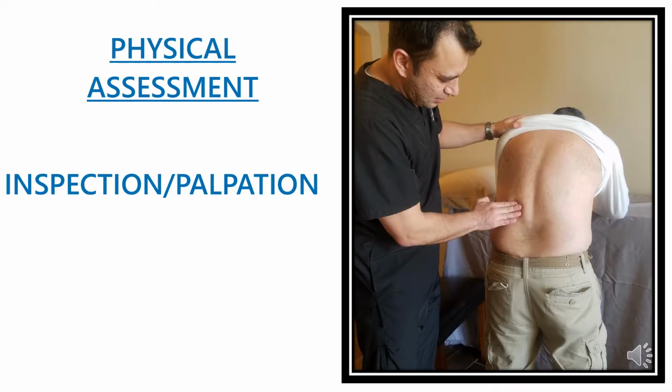Initial part of the physical assessment consists of inspection and palpation. C7 should be the most prominent spinous process of the C-spine. Observe for any scars. Palpation of the spinous process can reveal localized tenderness seen in compression fractures, epidural tumors, or abscess.